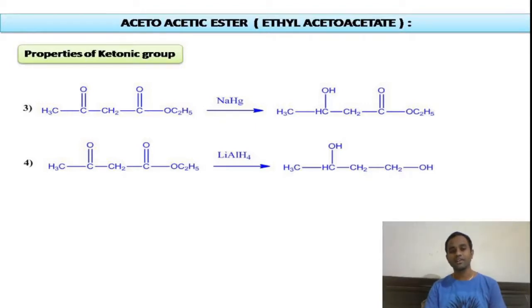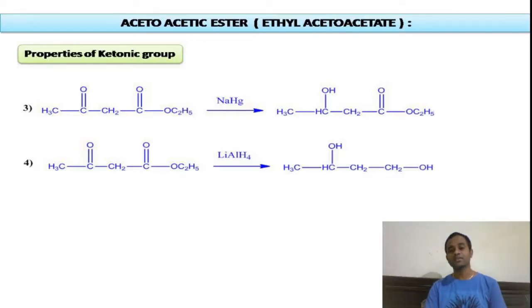Our acetoacetic ester will also give ketonic group properties, like you can see here in the third reaction. This keto group will be reduced when we treat it with sodium amalgam to give the corresponding secondary alcohol. When we reduce ethyl acetoacetate with powerful reducing agents like lithium aluminum hydride, both the keto group as well as the ester group will be reduced to give this diol compound, that is 1,3 butane diol.